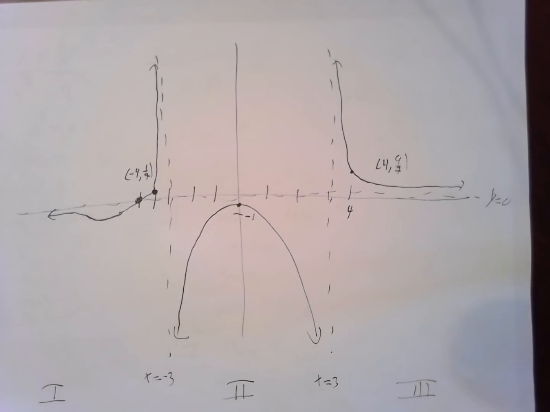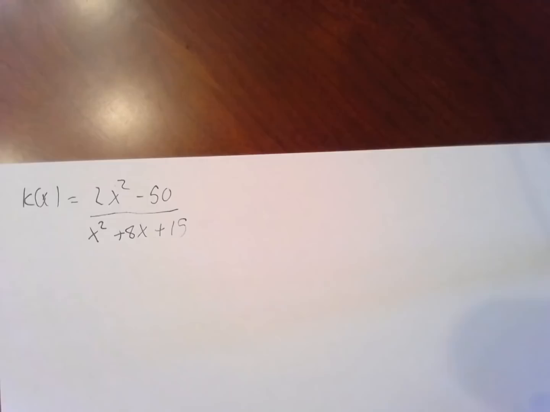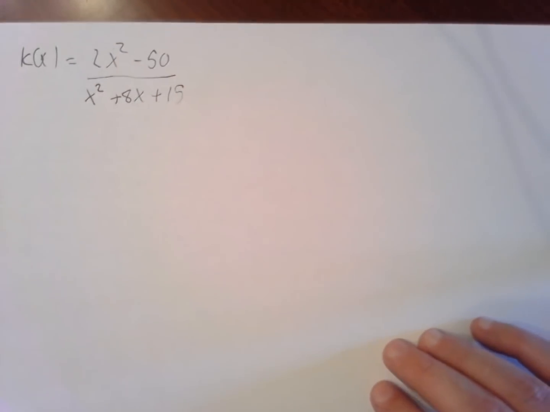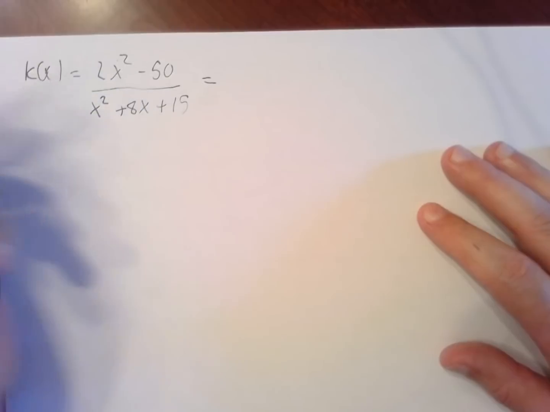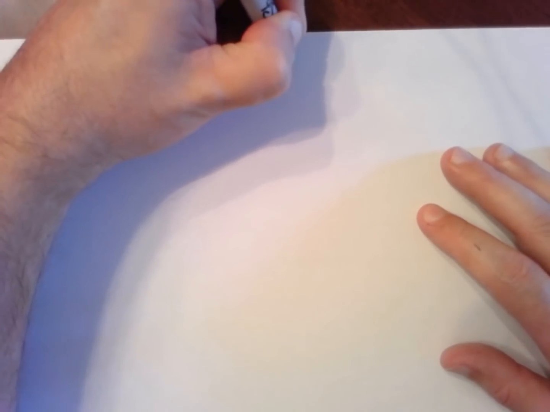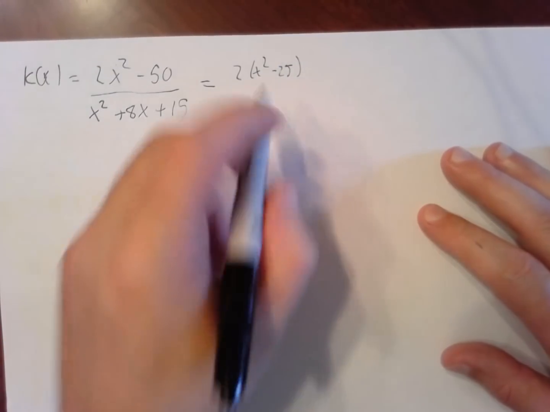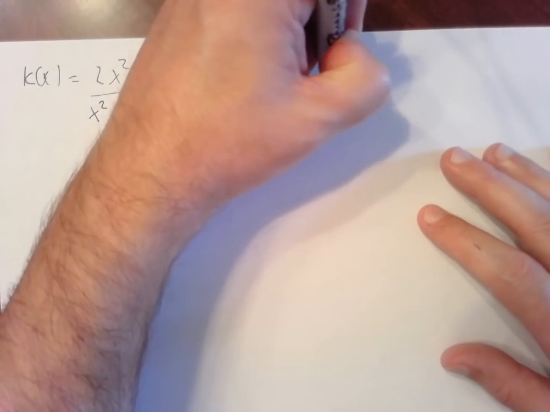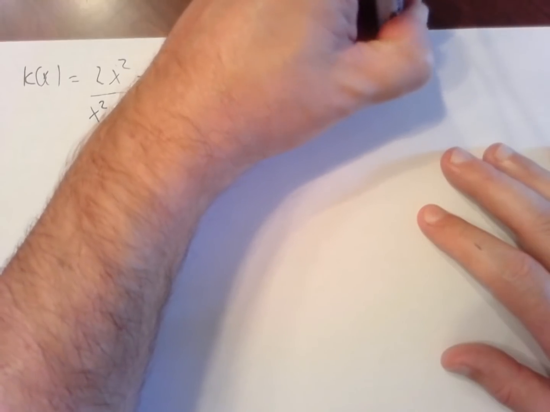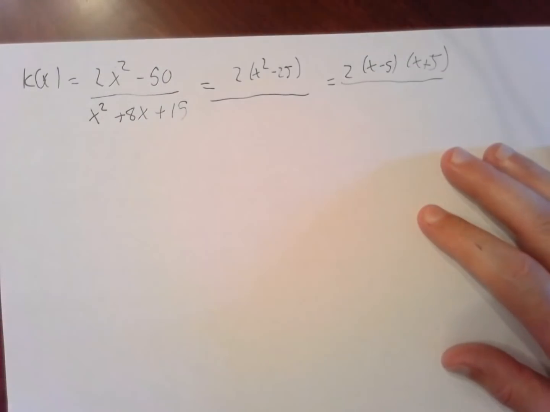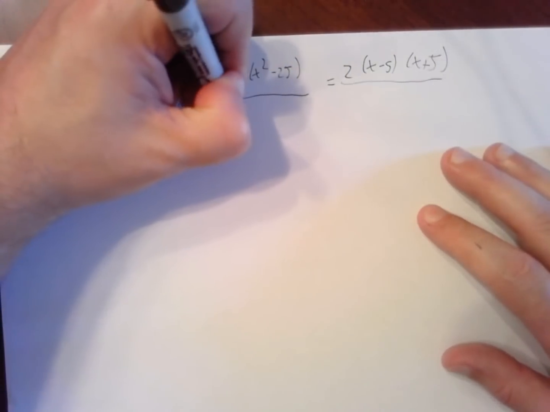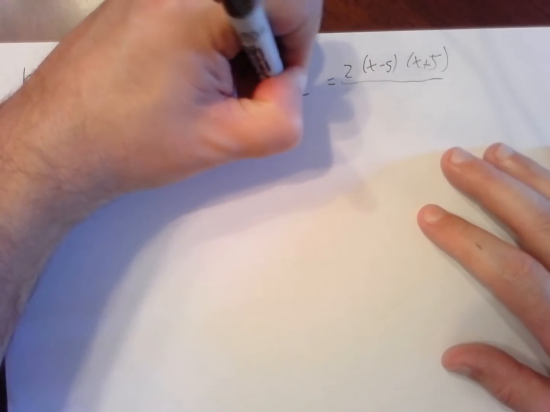Okay, let's do one more with a hole. So now we're going to graph this guy. Our first step, what we're supposed to do, is factor top and bottom. So I could factor, say, a 2 out of the top: x squared minus 25. Hey, that's a difference of squares. I could factor that again: 2 (x minus 5)(x plus 5). And then the bottom, that's (x plus 5)(x plus 3).